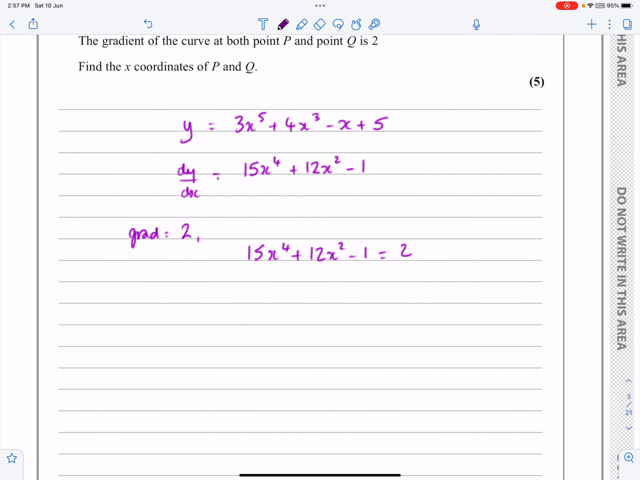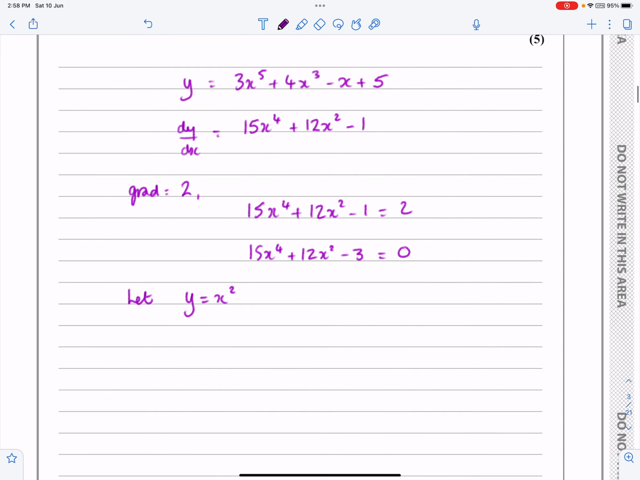And I want to at least make this everything equals 0. So rearrange it like we would if we were doing a quadratic. So I'll just take the 2 over to the other side. I'm going to get 15x to the 4 plus 12x squared minus 3 equals 0. And then I would say to my students, what sort of equation have we got here? We've got a quadratic. I know it doesn't look like a quadratic, but all we need to do is make a simple substitution and say, let y equals x squared, and then I'll reverse that in a minute.